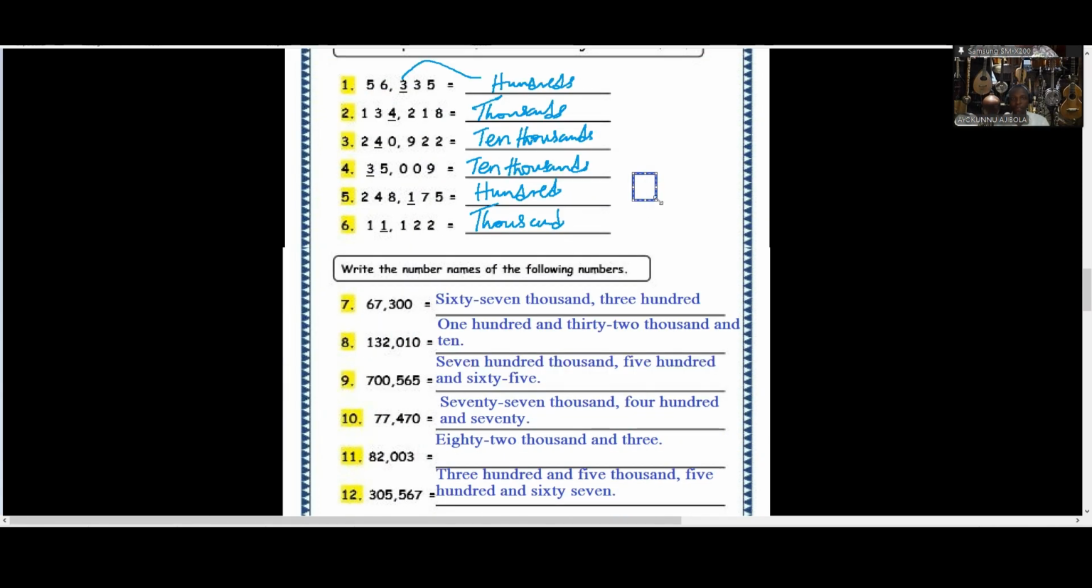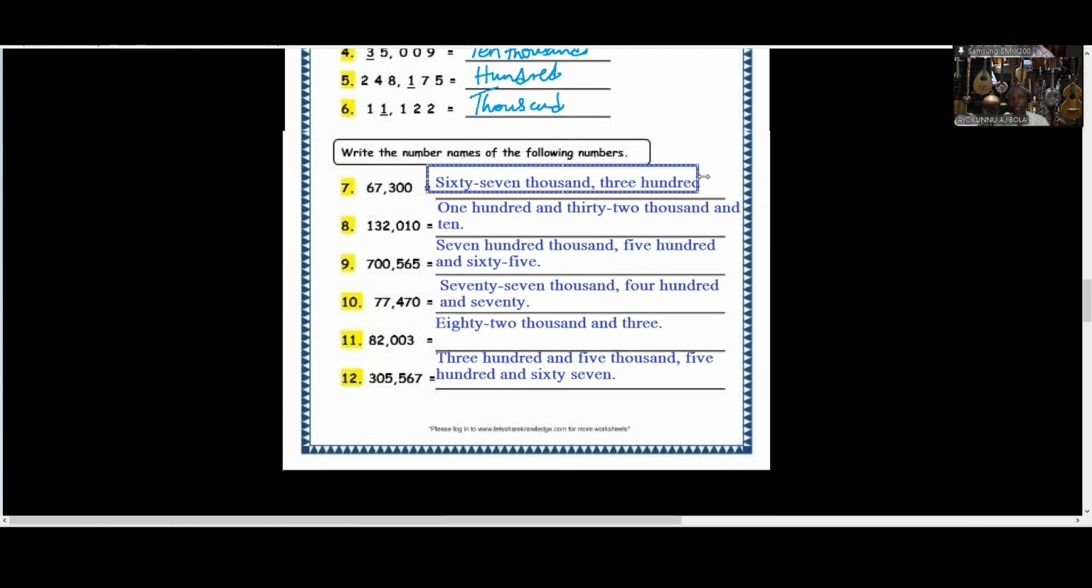Now, having done that, they gave us this one to write the name of the word numbers. So 67,300. Then this other one is 132,010, since there is no 100 there. Then next one, 700,565. And the next one, 77,470. And the second and last one, 82,003. And the last but not the least, 305,567. So I'll try to send you an assignment relating to this, okay?